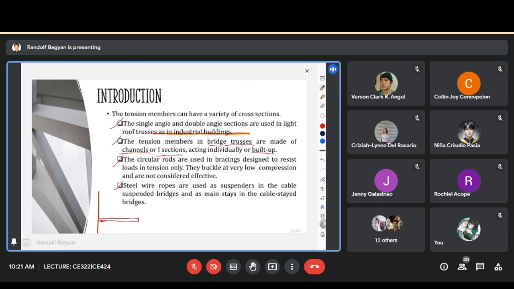Say for example, this is part of the roof. It's usually a roof, and then there are cables like this. And of course, these cables are also in tension, because they have to help hold this roof, this part. So we also design these so that they can hold.